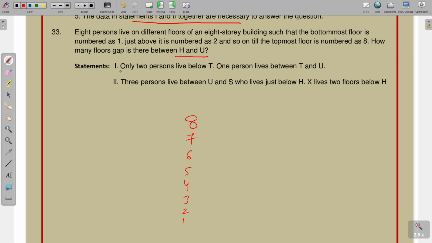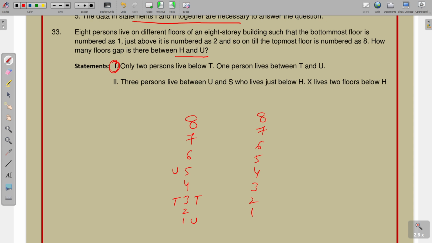From statement 1, only 2 persons live below T. It means T lives on the third floor. 1 person lives between T and U. So T and U. From the first statement, we are not getting a complete answer. Coming to the second one. Second one, 8, 7, 6, 5, 4, 3, 2, 1.